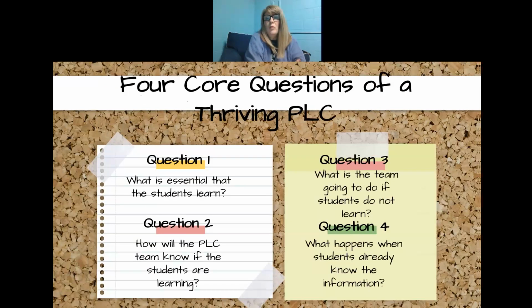So there are 4 core questions of a thriving PLC. Question 1, what is essential that the students learn? Question 2, how will the PLC team know if the students are learning? Question 3, what is the team going to do if students do not learn? Question 4, what happens when students already know the information?